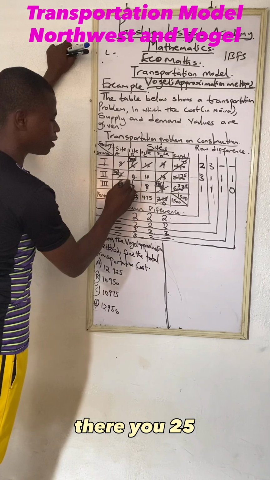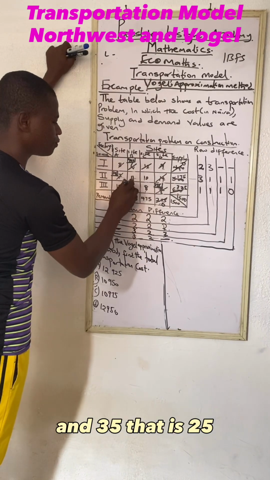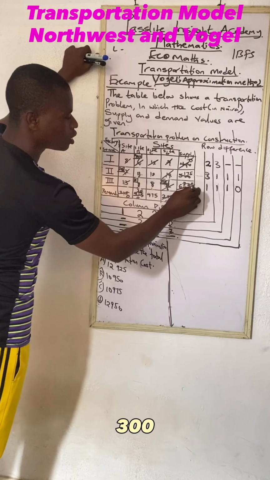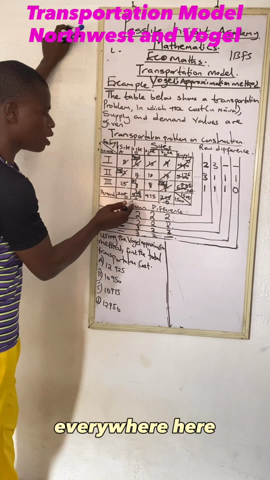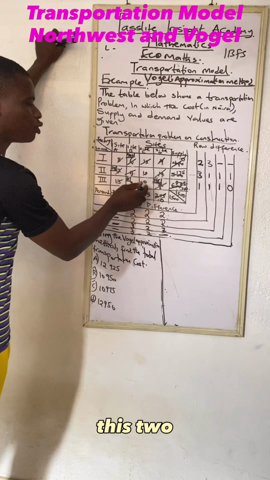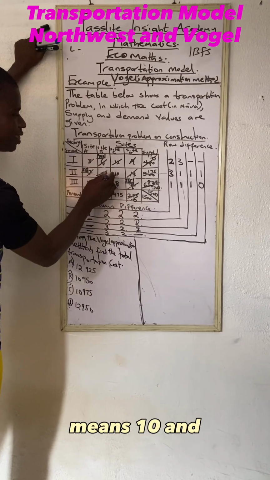Go there. 25 and 325. That is 25. 25 minus 25 is 0. This is 0. This place is 300. So let's consider and see. So here you're having 0. Cancel, cancel. So you are done. You just only have these 2. I've cancelled this now. It means 10 and what?